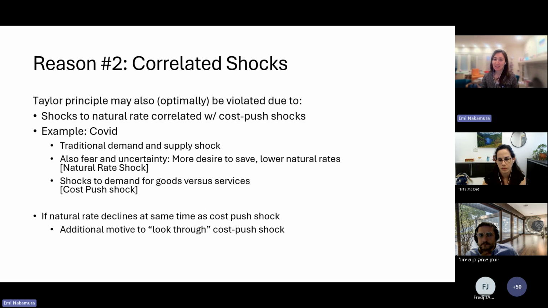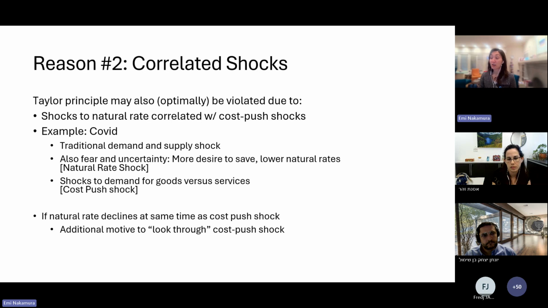A second thing that can lead to Taylor rule violations is just correlated shocks. In these models, sometimes central banks will simulate these models with uncorrelated shocks. That's, in fact, the typical assumption to make, cost push shocks that are uncorrelated. But a recession like COVID saw not only traditional demand and supply shocks, but it also saw an increase in fear and uncertainty.